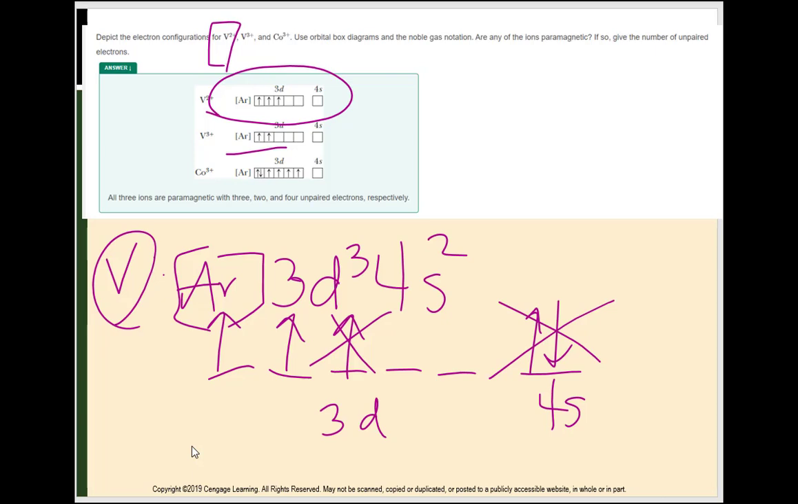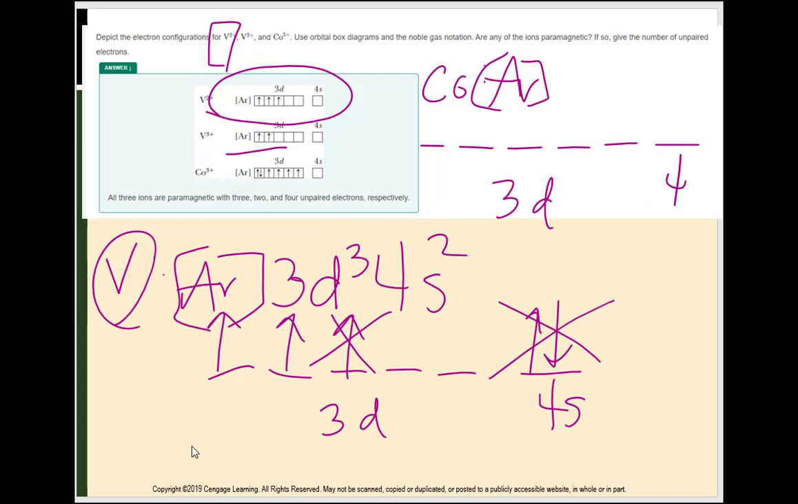Let's look at cobalt. Cobalt is in that same row. So I'm going to write cobalt up here. Argon, and then 3d, 1, 2, 3, 4, 5. This is my 3d, and then 4s. We know 4s2, and then cobalt is 3d, 1, 2, 3, 4, 5, 6, 7.